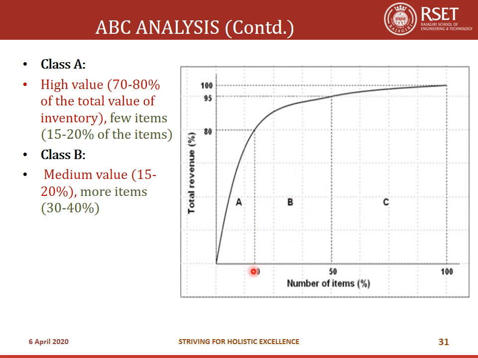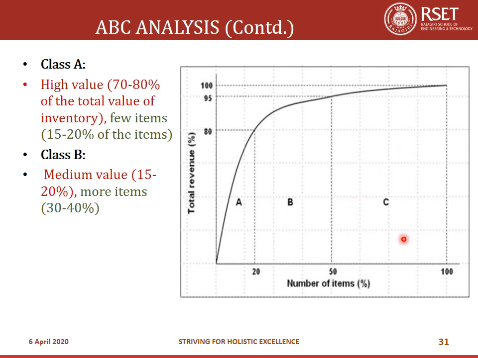When you go to class B, class B is a medium value item. They are maybe greater in percentage of items than class A, however the revenue generated is lesser than that of class A. They create about 15% of revenue, but they are actually 30% in weightage. That is, they are 30% of the total products, but the revenue is only 15%.